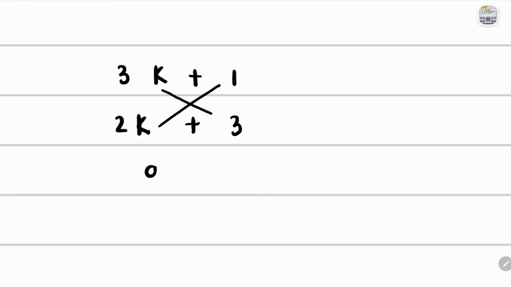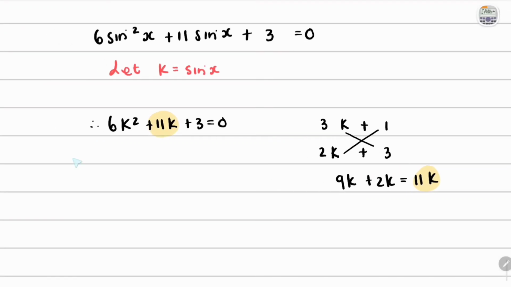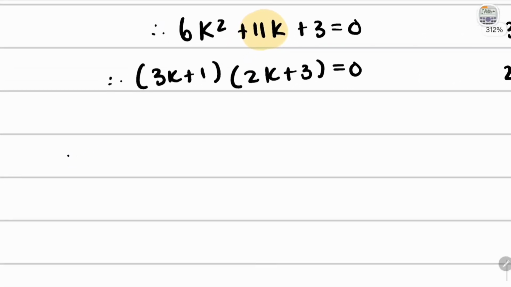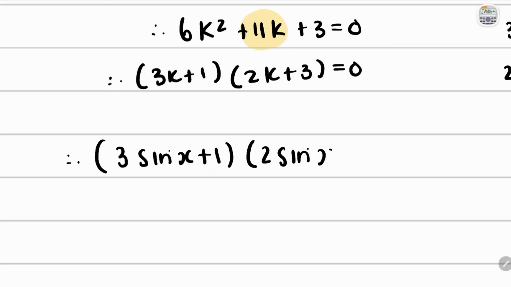So 3k times 3 is 9k, and 2k times 1 is positive 2k. And you see that that really does give us 11k, like the middle term. So what this means is that 3k plus 1 times 2k plus 3 are our factors. So like that, those are our factors. And now you can just replace it back with sine x. So k is sine x, so that is just 3 sine x plus 1 and 2 sine x plus 3, which is equal to 0.